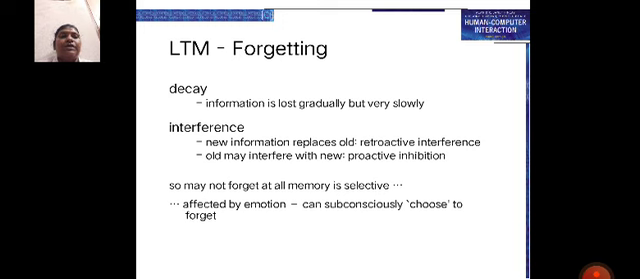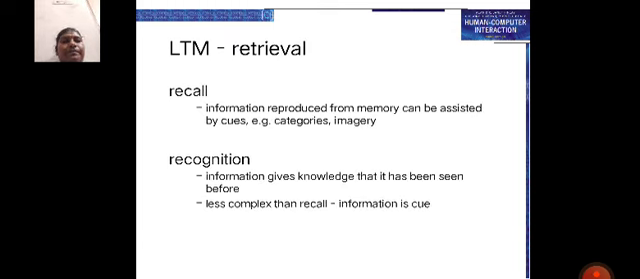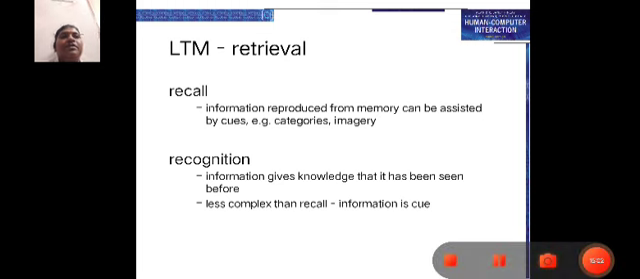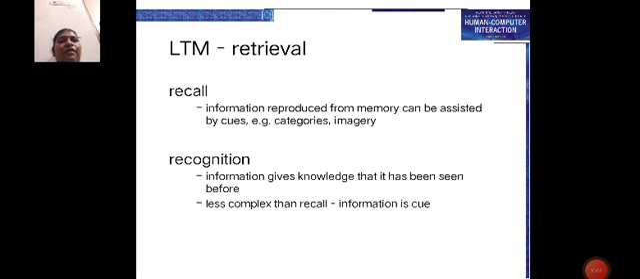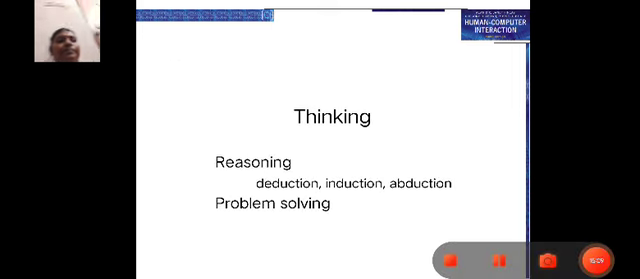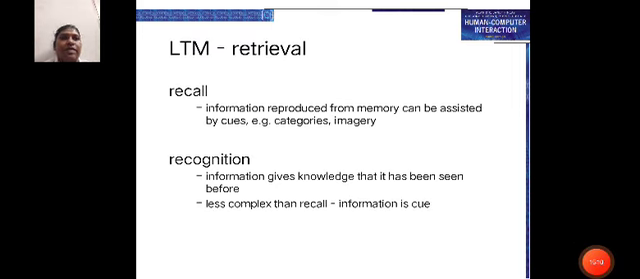Proactive inhibition is the reverse. So information may not be forgotten at all. Memory is selective, affected by emotion, and we can subconsciously choose to forget. In terms of retrieval, there are recall and recognition. In LTM retrieval, information is reproduced from memory and can be assisted by cues.